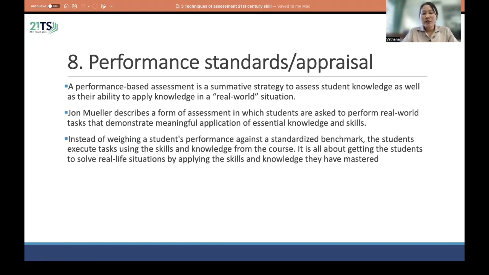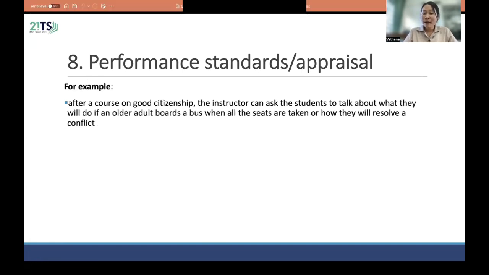It measures the way a student performs against a standard or benchmark. The student does the task using the skills and knowledge from the course. It is about getting the student to solve a real-life situation by applying the skills and knowledge they have mastered. For example, after a unit on good citizenship, the teacher can ask the student to talk about what they will do if they see someone littering, or about a bus when the seats are taken, or how they will help complete a task.